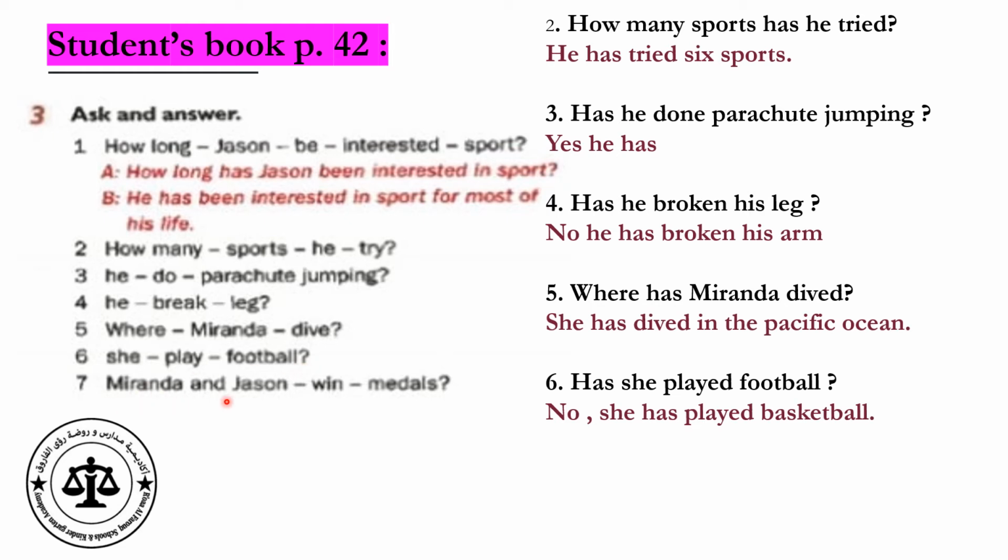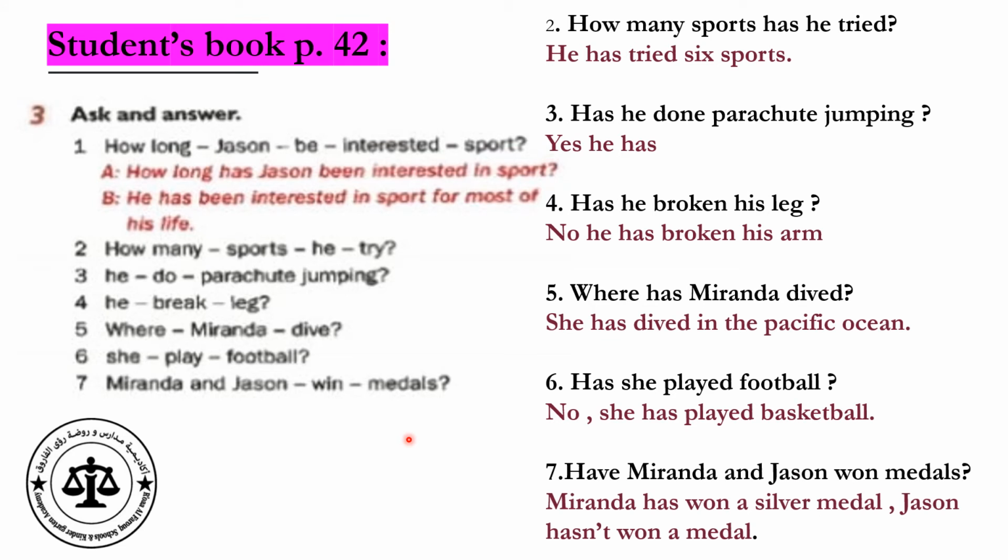Number 7, Miranda and Jason win medals. So, the question is, have Miranda and Jason won medals? We use have because we have a plural noun here, so the answer is Miranda has won a silver medal, but Jason hasn't won a medal.